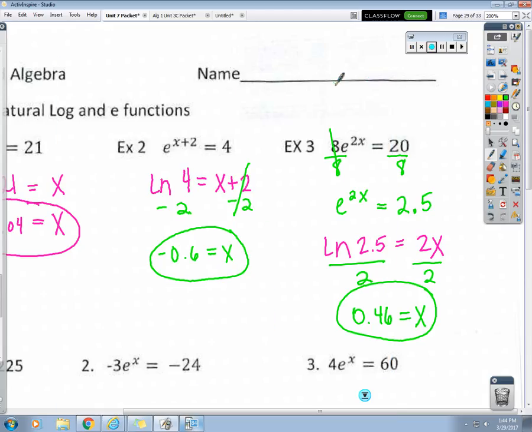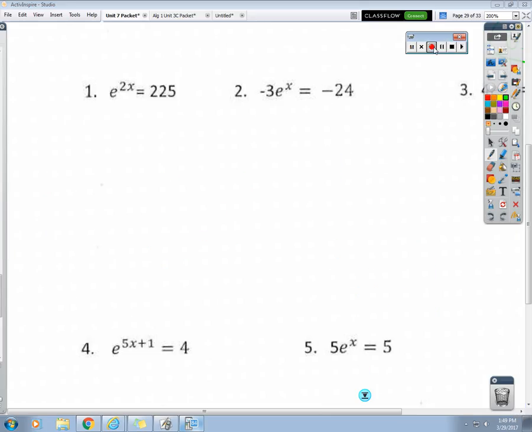Okay, I want you to take a couple of minutes and try 1 through 5. The first thing you should have done is rewrite it as a logarithm, and since it's base e, it's natural log of 225 equals 2x. Then you would have just divided both sides by 2 to get x by itself. And if you type this in correctly, you'll get 2.71.